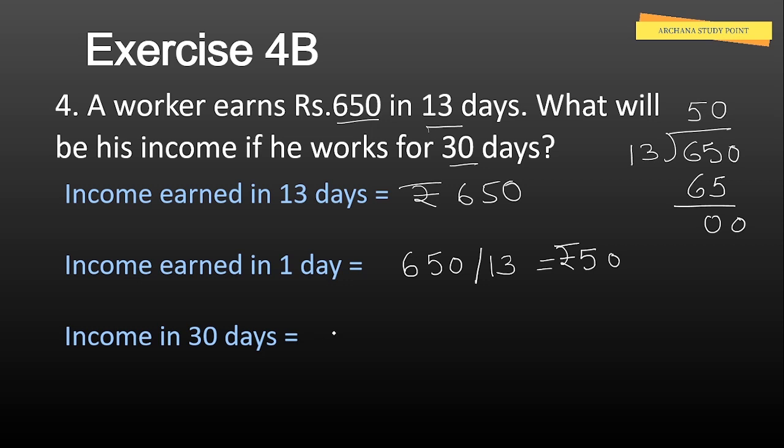So income in 30 days, we will multiply rupees 50 with 30 days, and we'll get the answer as 5 3s are 15. We are simply multiplying 5 and 3 together, and then we put 2 zeros at the back. The answer is rupees 1500.